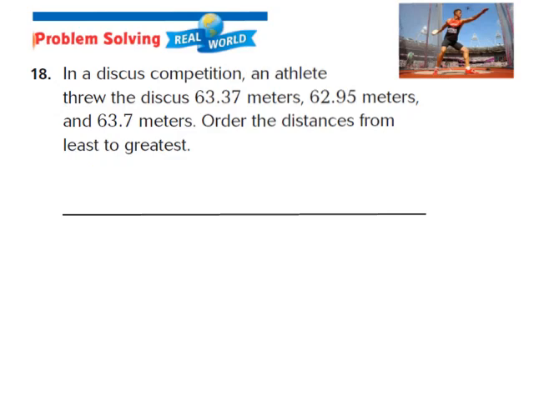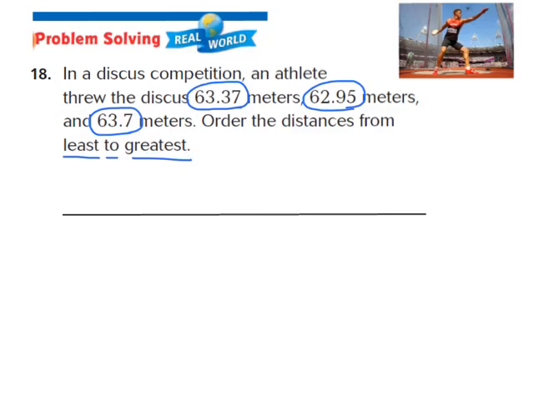So what I notice is this, as I'm reading through that problem, there are 3 different distances that this person has thrown. So I have my first distance here, my second distance here, and my third distance here. Now it says to order the distances from least to greatest. So I need to put these numbers in order from least, my lowest number, to my greatest number. So I'm going to go ahead and begin doing that and start with step number 1.